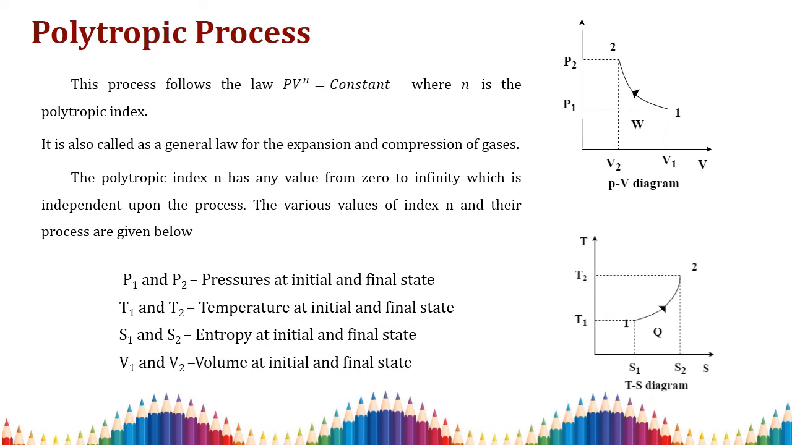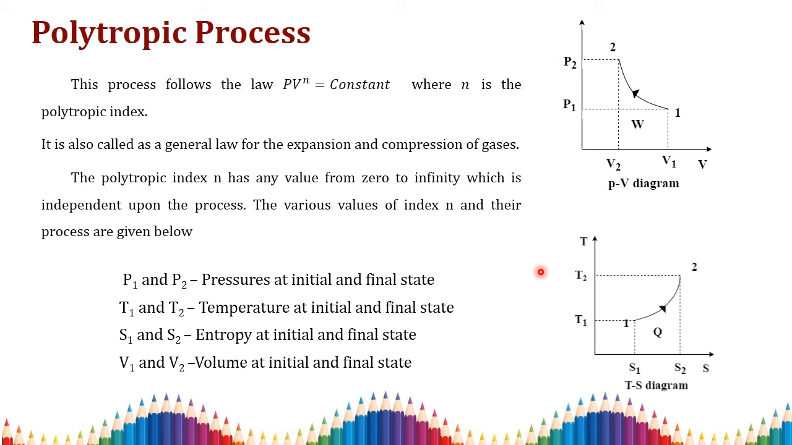So with this we can move into the expression for the polytropic process. As we all know, the initial and final pressures are P1 and P2 for the polytropic process, the initial volume is V1 and the final volume is V2. Temperatures are T1 and T2 for initial and final, and S1 and S2 are the entropies for the initial and the final state. Here the law is PV^n equal to constant, where n is the polytropic index.